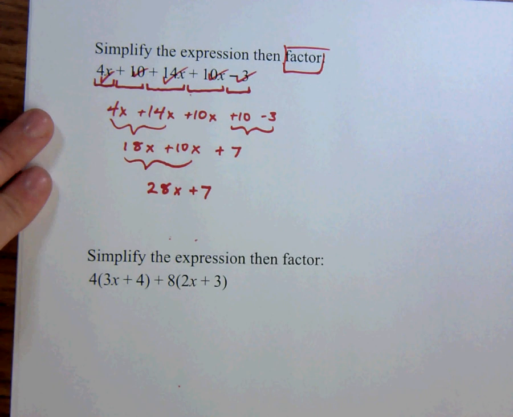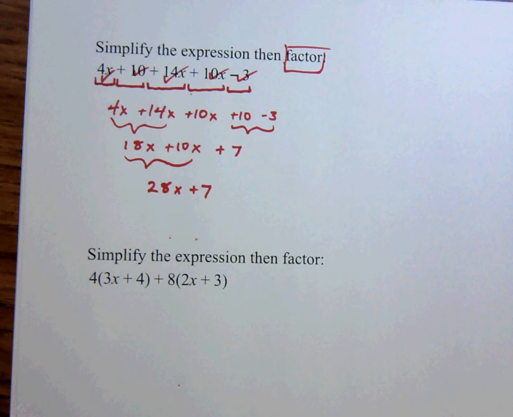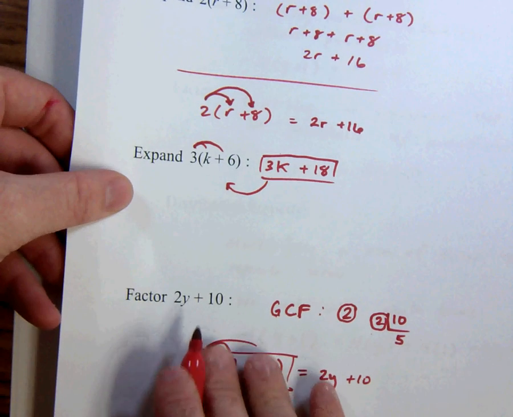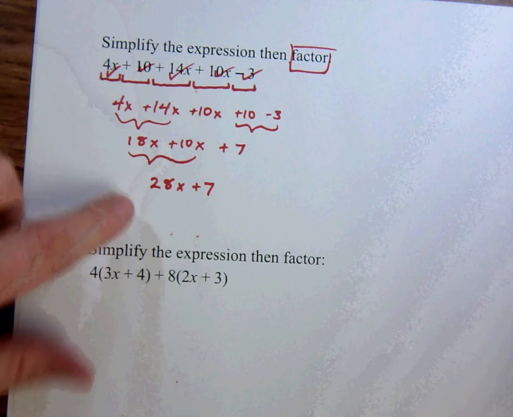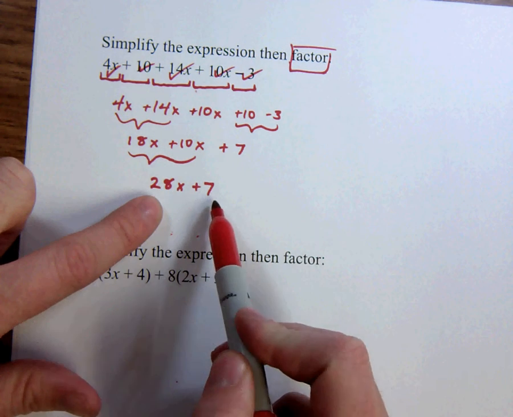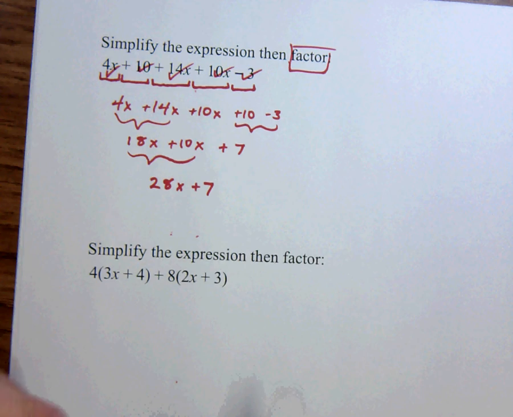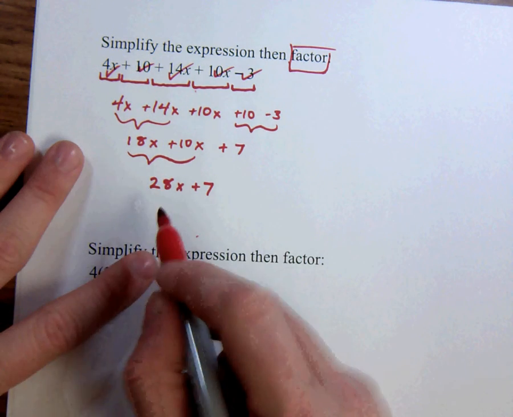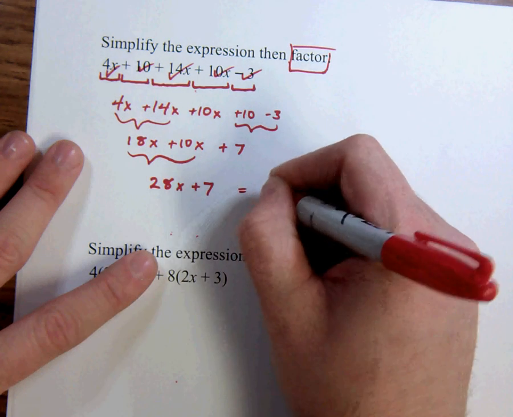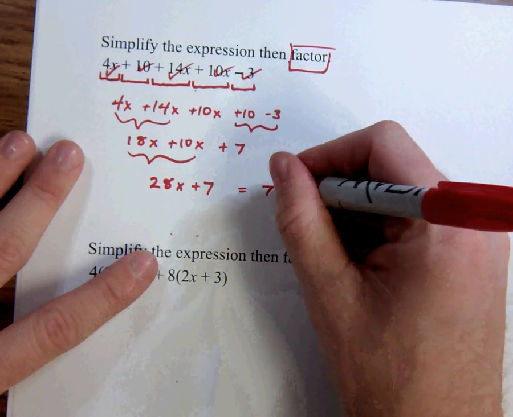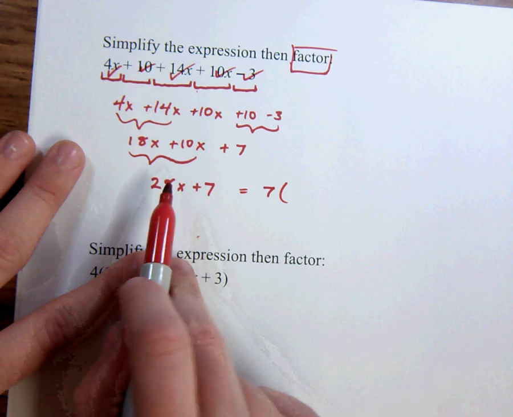So I need to find the GCF. Now, I want you to notice this, because a lot of times when we factor, for example, when we factored this right here, our GCF happened to be whatever the coefficient in front of the variable was. So we just pulled out the 2 and everything was fine. But here, notice that the coefficient in front of the variable is a lot larger than this one. So we still need to find the GCF, and it's not just saying 28. The largest number that goes into 28 and 7 is 7. So I'm going to pull out a 7 from both of these terms.